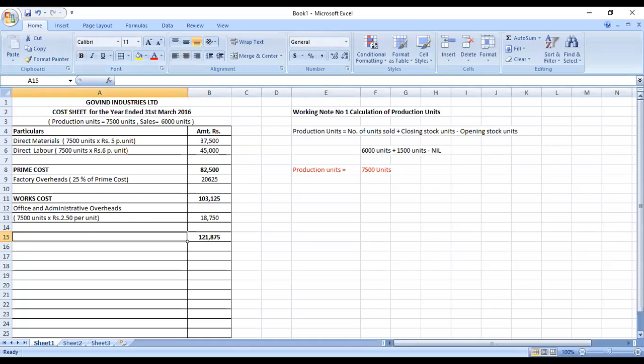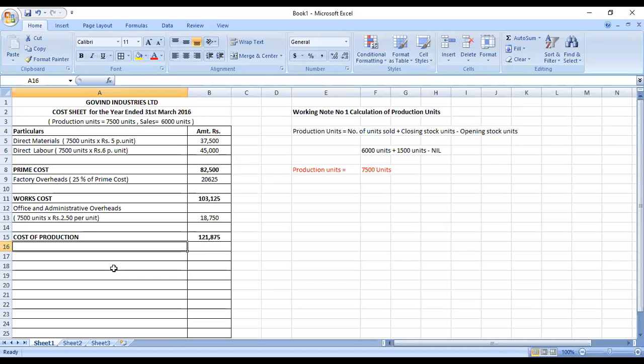This is called the cost of production, 121,875. What is the next one after the cost of production? That is the opening stock of finished goods less closing stock of finished goods. Opening stock of finished goods is not here; that is nil.